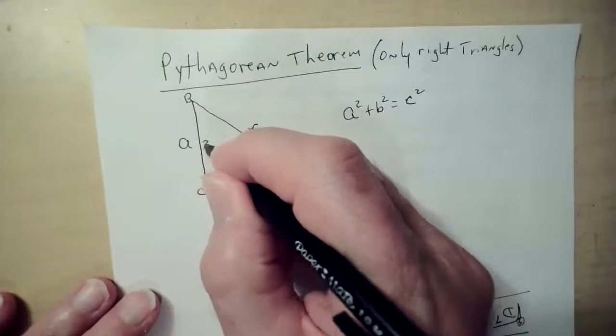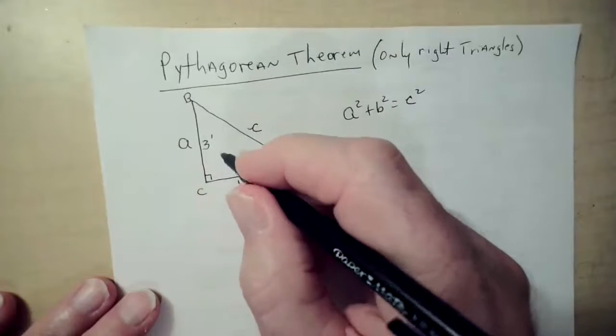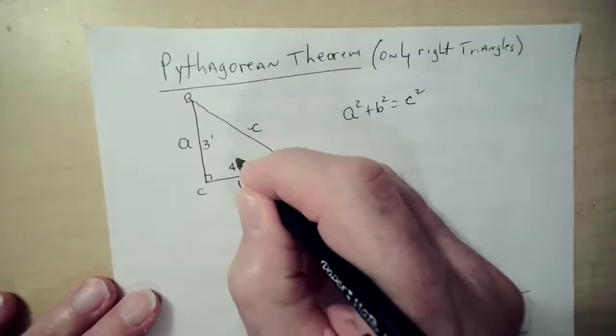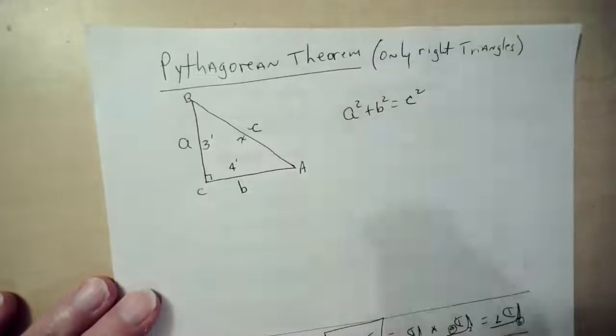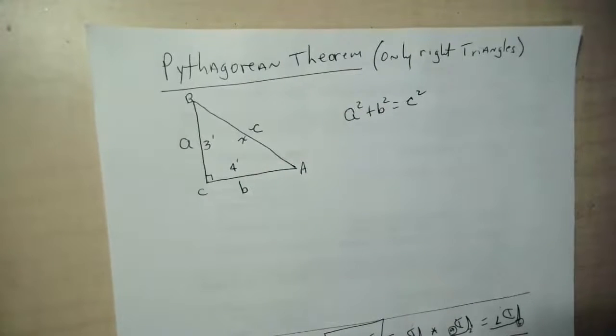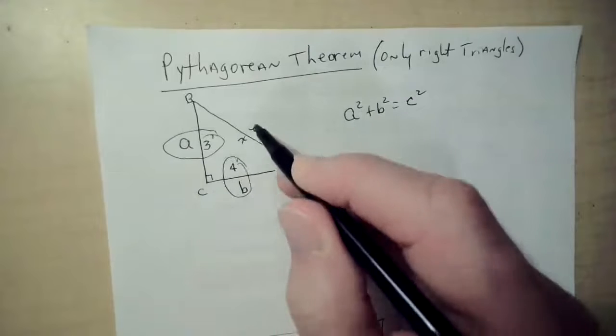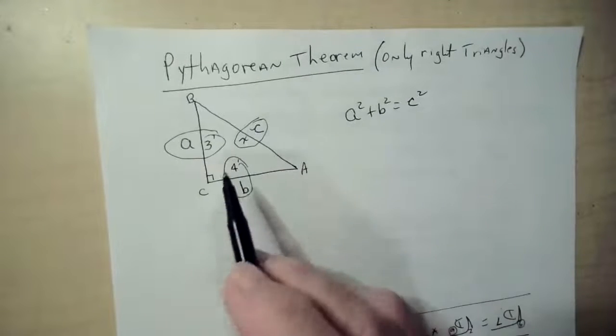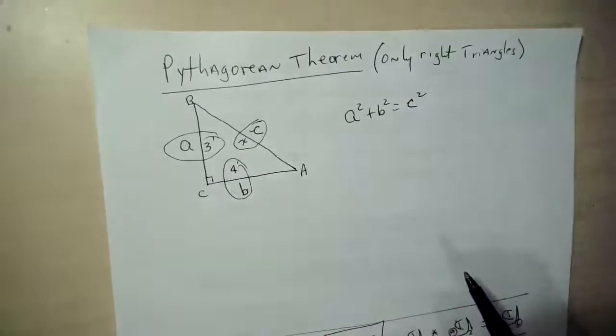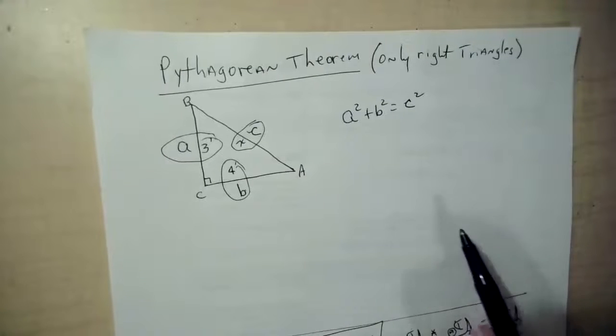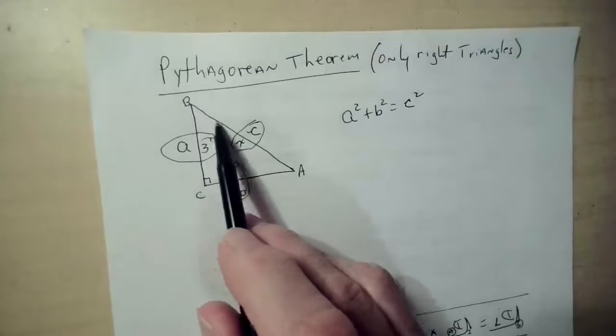So if A is 3 feet, B is 4 feet, and we want to know what is C. Okay, A, B, and C. Now, A and B are interchangeable. They can be either one. It doesn't make any difference.